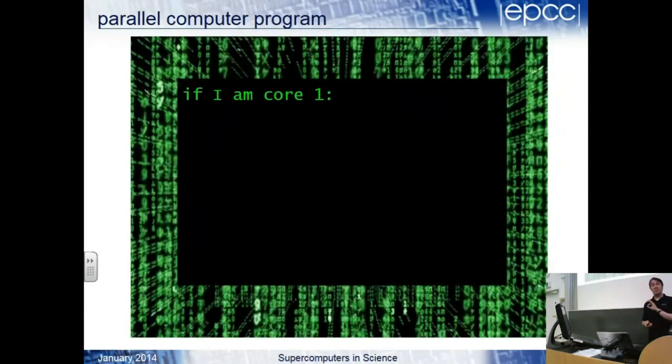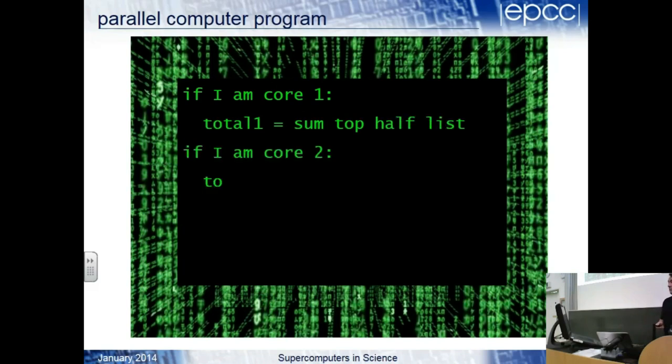I can still write one program. I'm running one program, but I'm running it simultaneously. I write one program, but I run it simultaneously on both cores. So both cores are running the same program, but you just put an if statement. You say, if I'm core one, then the total one is the sum of the top half of the list. If I'm core two, the total is the sum of the bottom half of the list.